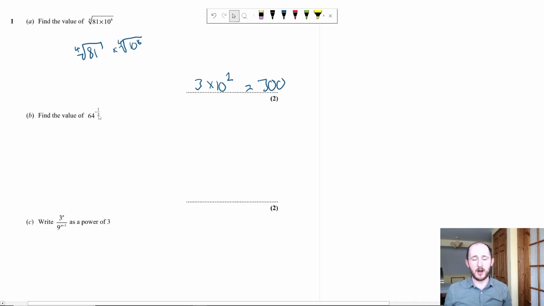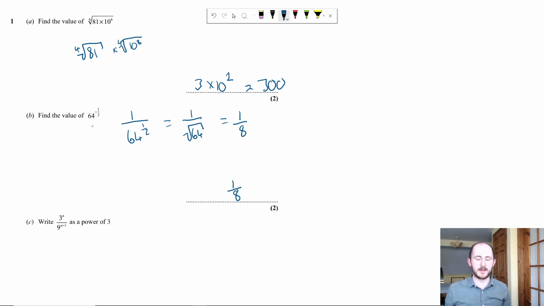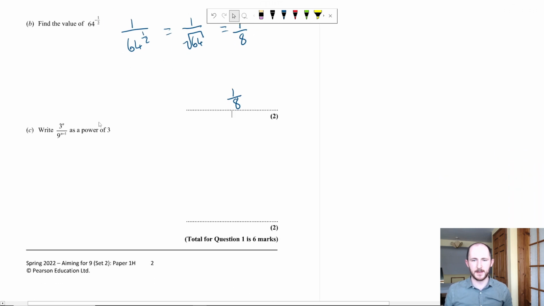64 to the power of minus a half. So I personally do it in order, so I do the minus first, so that means it's 1 over 64 to the power of a half. And if you remember, when you have a power of a half, that means you're taking the square root. And what's the square root of 64? That is 8, so the answer is 1 over 8. A question I do get asked sometimes is, do I need to put the plus minus when it's a square root? You don't need to do that, okay? It's only when we're actually solving an equation that we care about that.